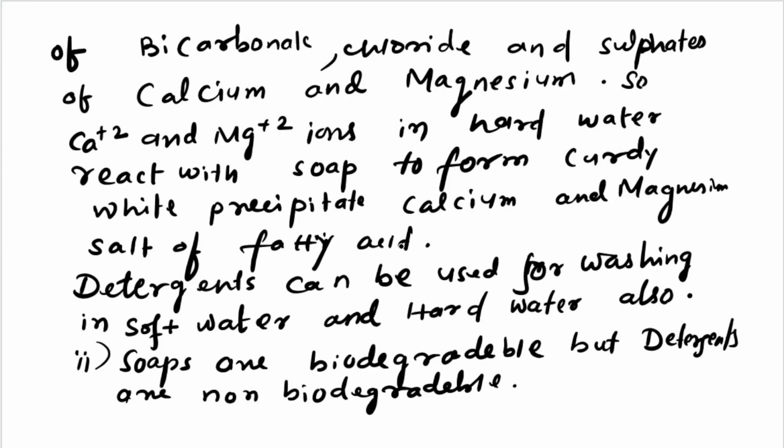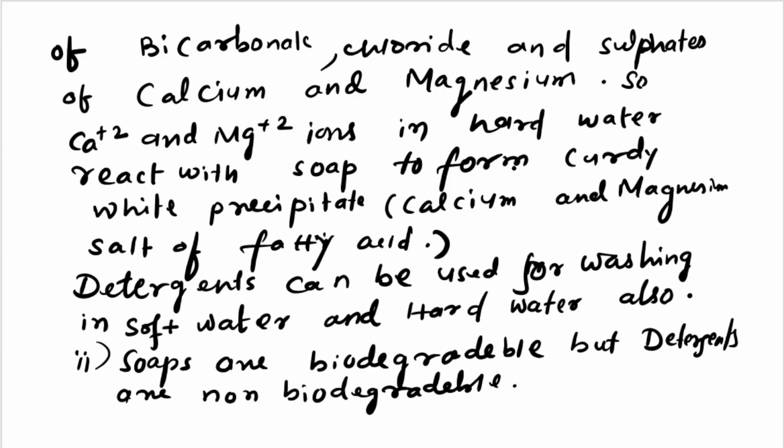Then what happens? In hard water, they react with soap to form a cloudy white precipitate that is not soluble and attaches to the cloth. What is that precipitate? It is the calcium and magnesium salt precipitate. So that precipitate is due to calcium and magnesium salts of fatty acid, you can make a note in brackets. Clear now?